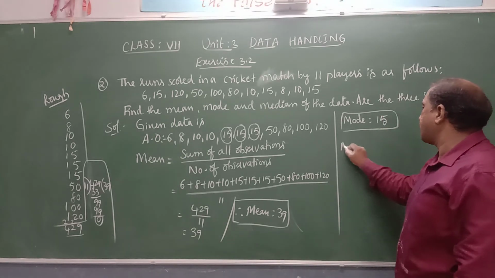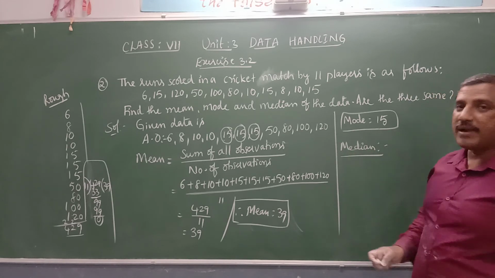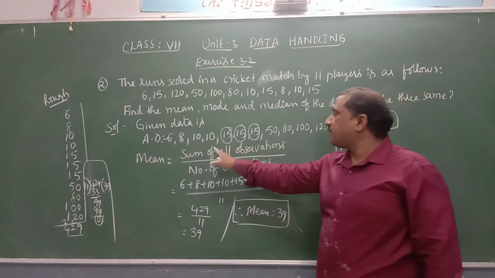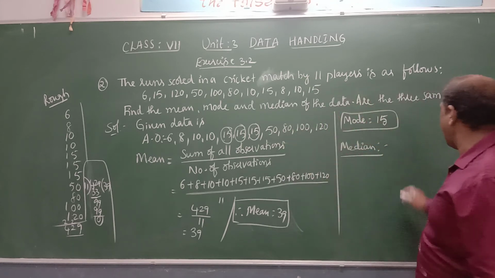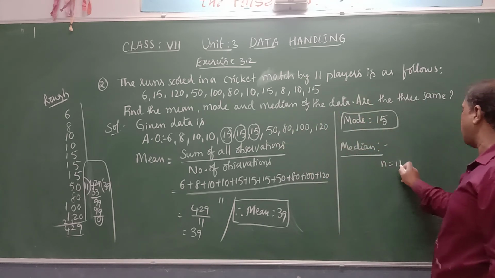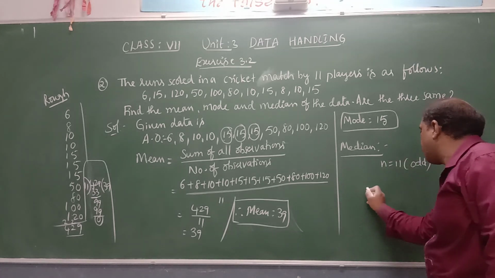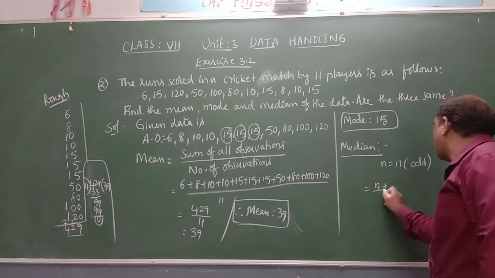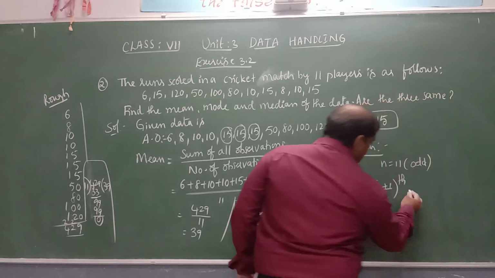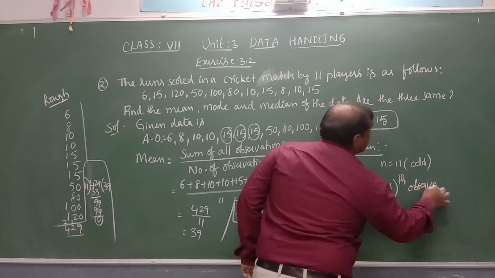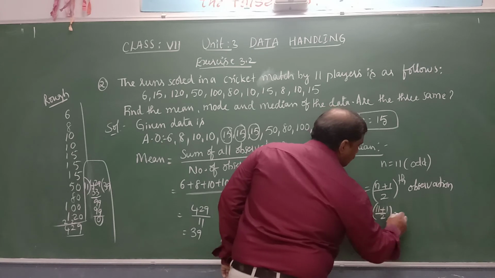Now what about the median? To find the median, what is the formula? It depends upon the number of observations. Here how many observations are there? 1, 2, 3, 4, 5, 6, 7, 8, 9, 10, 11. So 11 observations are there, that is n is equal to 11. That is an odd number. Therefore the median is the (n plus 1) by 2 th observation. So n is 11, 11 plus 1 by 2 is 12 by 2.